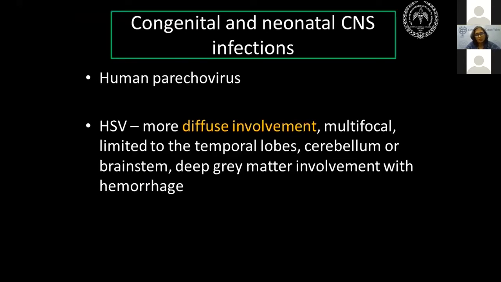So some of the common congenital and neonatal CNS infections that we do see are the human parechovirus infection. HSV, unlike in adults, in neonates can have a more diffuse involvement. There can be multifocal changes which are not limited to the temporal lobes, but involve the cerebellum, brainstem, and deep gray matter. Usually the neurological outcome is quite poor in infants who develop HSV.